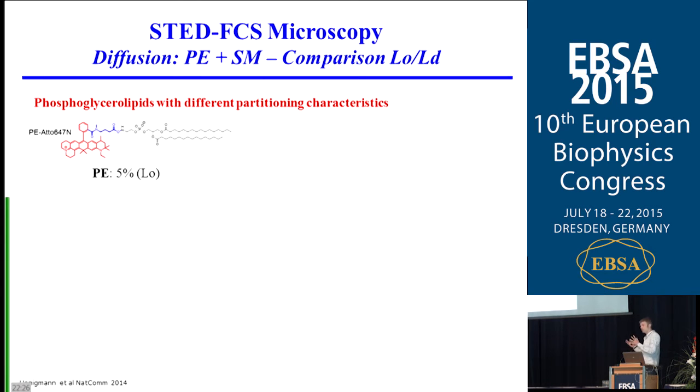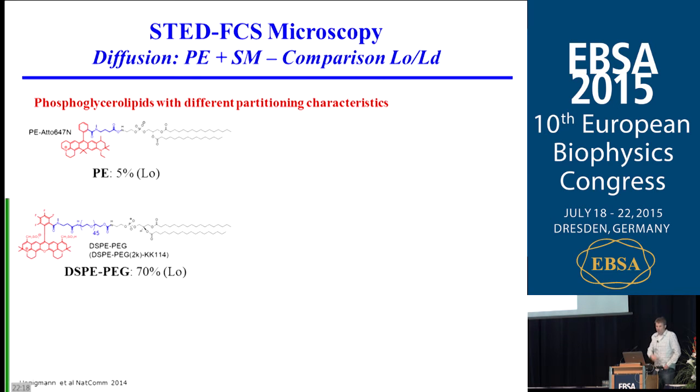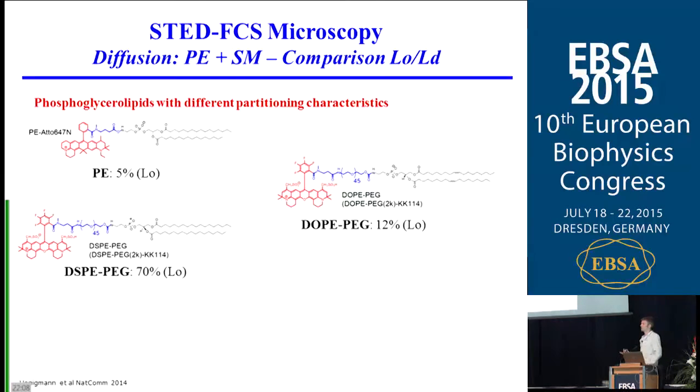That's why we thought, let's put a linker in between, a linker between the lipid and the dye. So starting off with this head group labeled molecule, we put a PEG linker in between. So we put the dye away from the membrane. And surprise, surprise, 70% goes into the LO environment. For comparison, we used an unsaturated lipid of the same kind. It has a kink in here, and as expected, it only goes 10% into the LO environment.